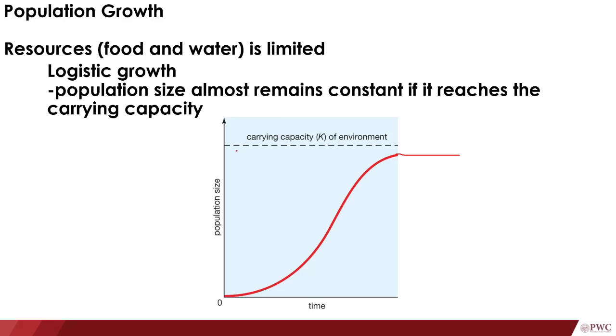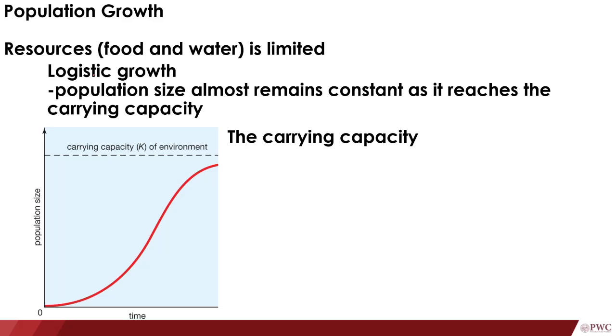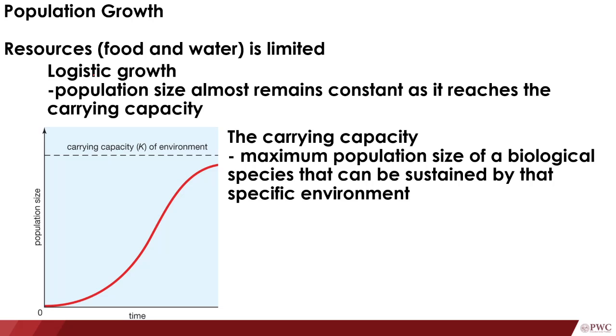So in this case, let's say this one is the carrying capacity. This is the capacity to maintain a population size, based on the limited amount of resources. The carrying capacity is the maximum population size of a biological species that can be sustained by that specific environment. Again, there's a limit on the population size because all the resources are limited, and that limit is the carrying capacity.